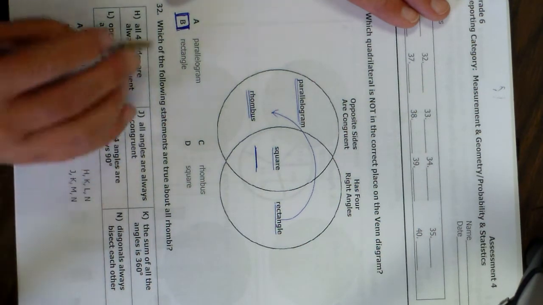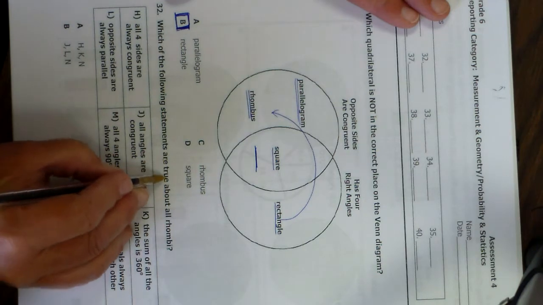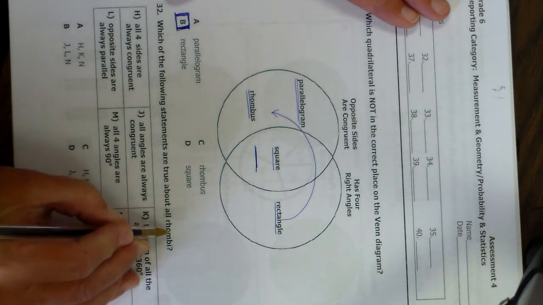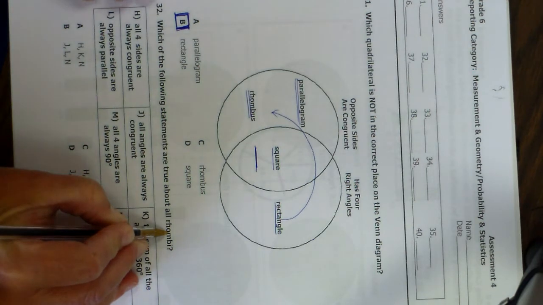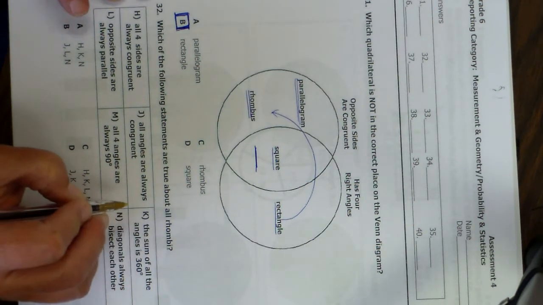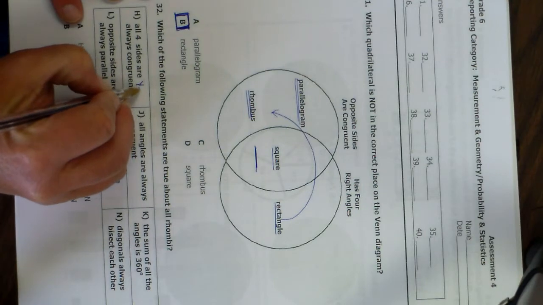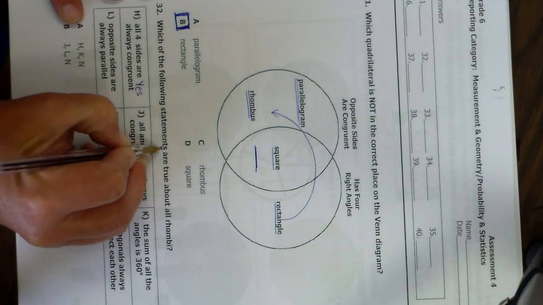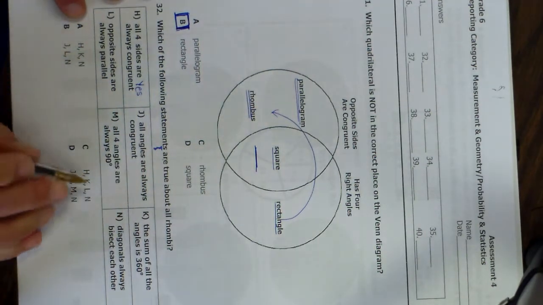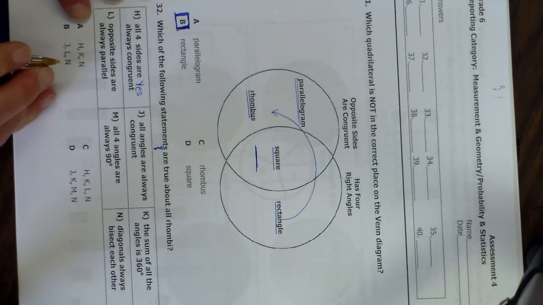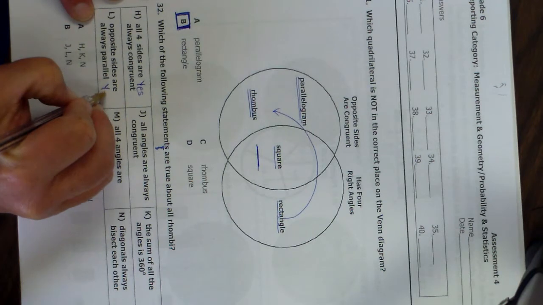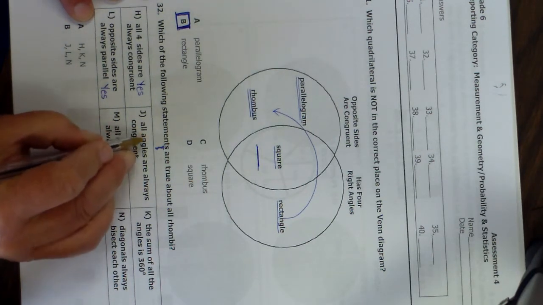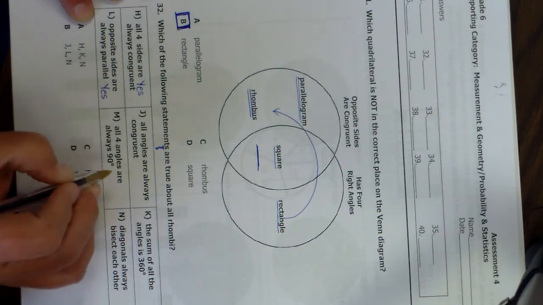32. Which of the following statements are true about all rhombi? Do all rhombi have 4 sides always congruent? Yes. Notice how this says statements, so there could be more than one. Looking at your answer choices, there obviously are. Opposite sides are always parallel. Rhombus, yes.